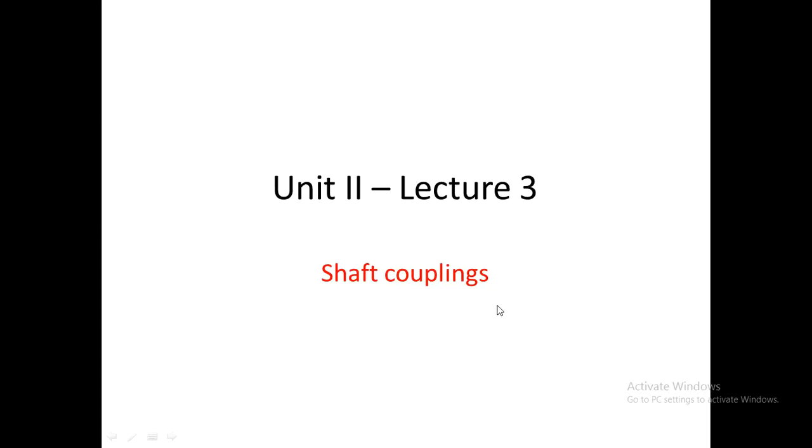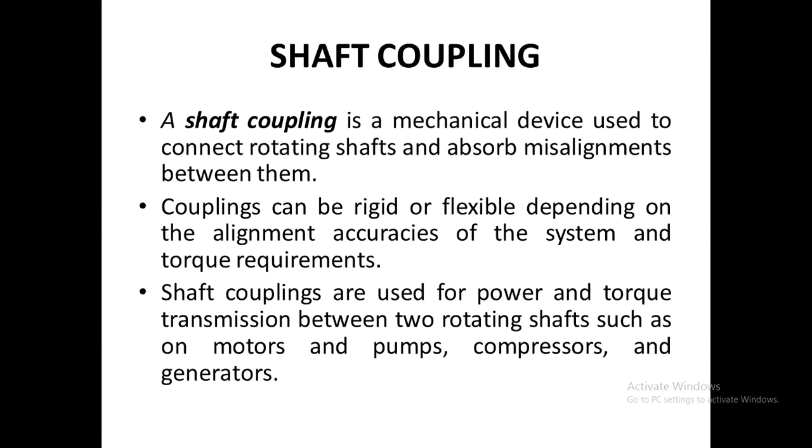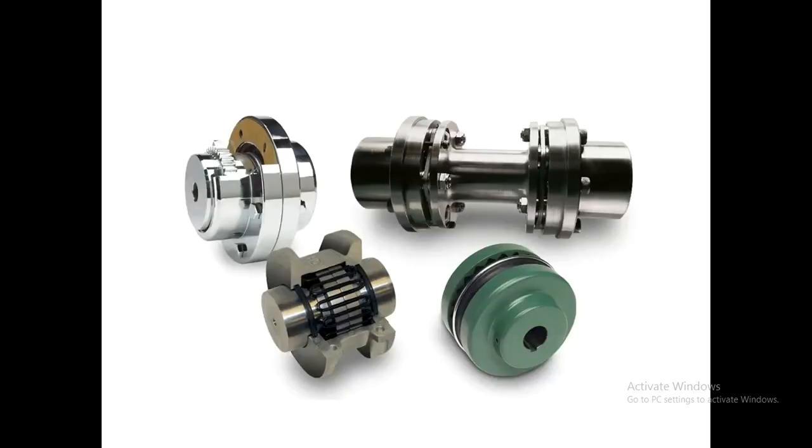Hi, in today's lecture, we will look into the different types of couplings used for connecting shafts. A shaft coupling is a mechanical device used to connect rotating shafts and also to absorb any misalignments between them. They can be rigid or flexible depending upon the type of alignment. They are used for transferring power and torque between one shaft and another in motors, pumps, compressors, and generators.